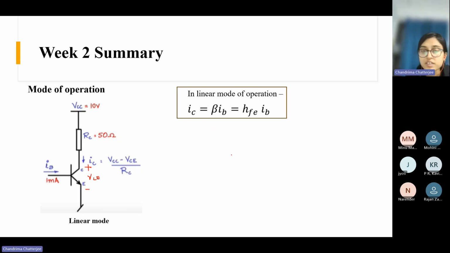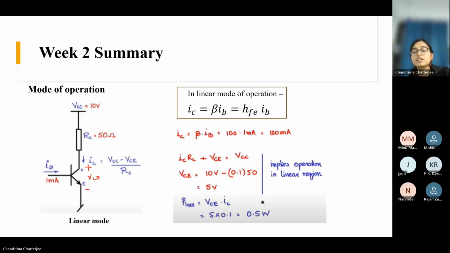So yeah, if we do some calculations, assuming beta is 100, we can see IC is 100 milliampere. And again, here we have written the KVL. So VCE comes out to be 5 volt. From this relation, if we just put the value of IC as 100 milliampere, RC we already know is 50 ohm, VCC we know is 10 volt, and find VCE, that comes out to be 5 volt.